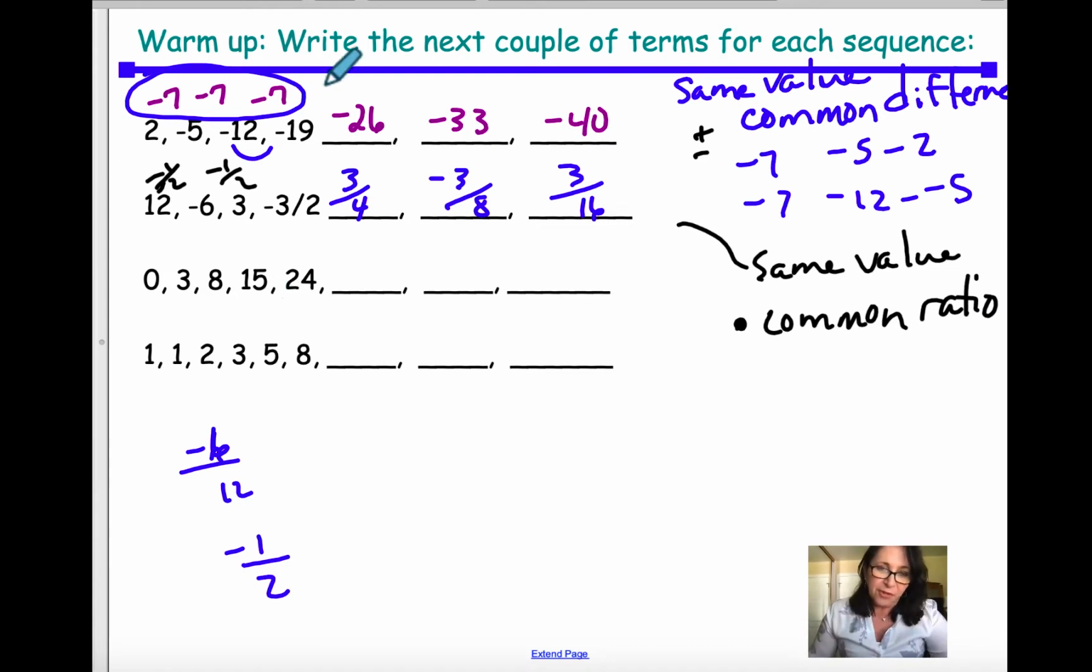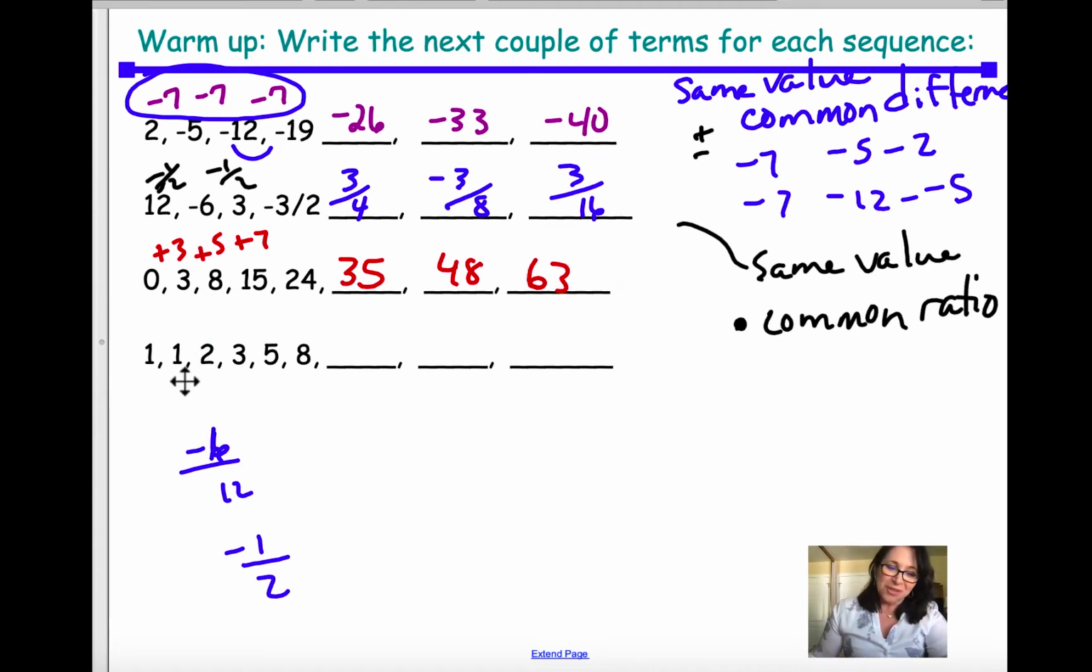And then we're going to talk about that later on today. So for the next pattern, it does look like it's not a common ratio or a common difference because I'm not adding the same value every time, right? And so it does look like I'm adding odd numbers. And so I would add 9, and then I would add 11, etc. So I would get 35, and then 48, and then 63, okay?